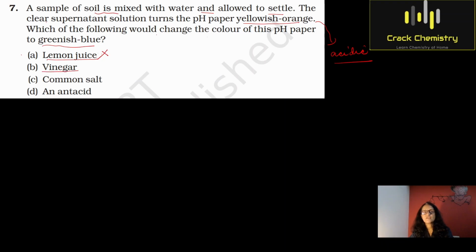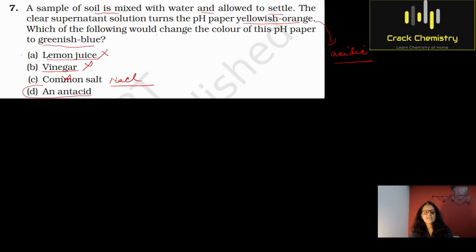Option B is vinegar. Students, we know that vinegar is acetic acid. So addition of vinegar will further increase the acidic strength. So this is also a wrong option. Next option is common salt. Students, common salt is NaCl, which is a neutral salt. So addition of common salt will not change the acidic or basic strength, will not change the pH of the soil. So this option is also a wrong option.